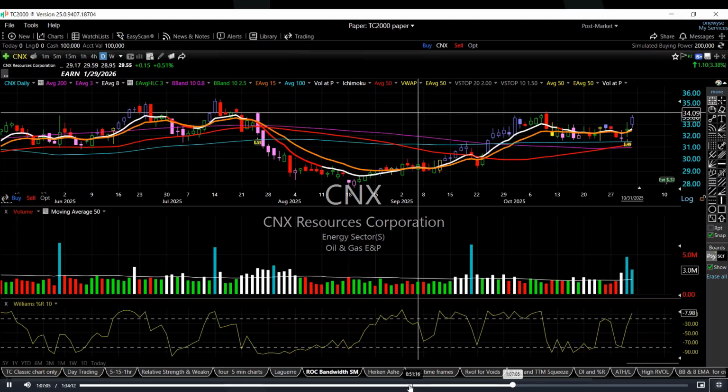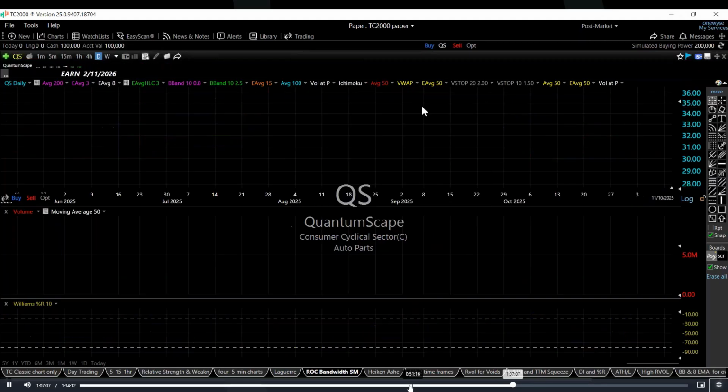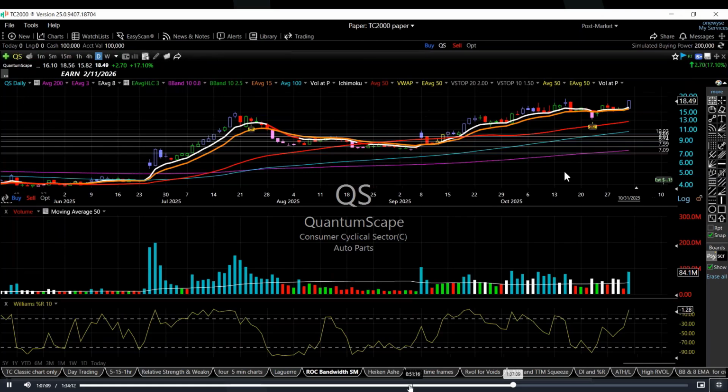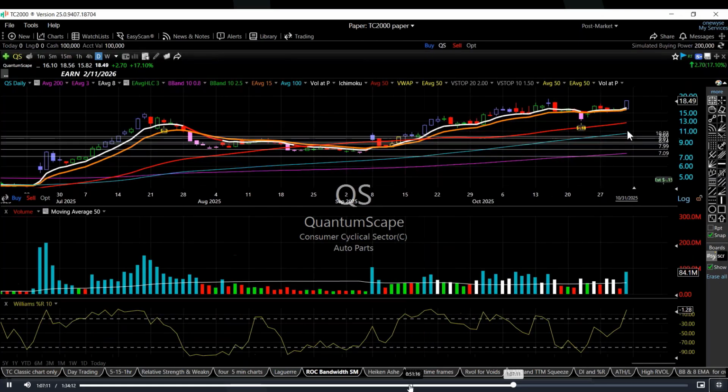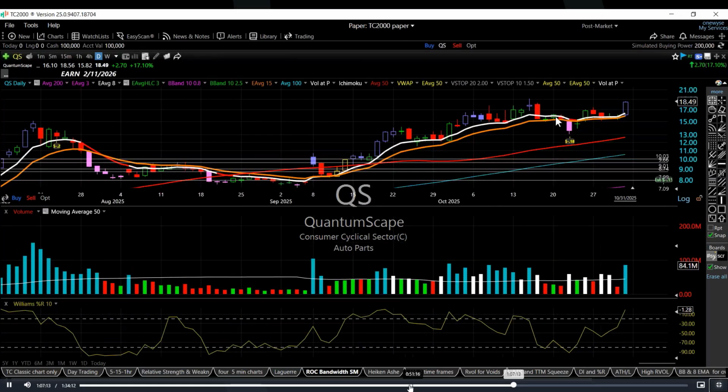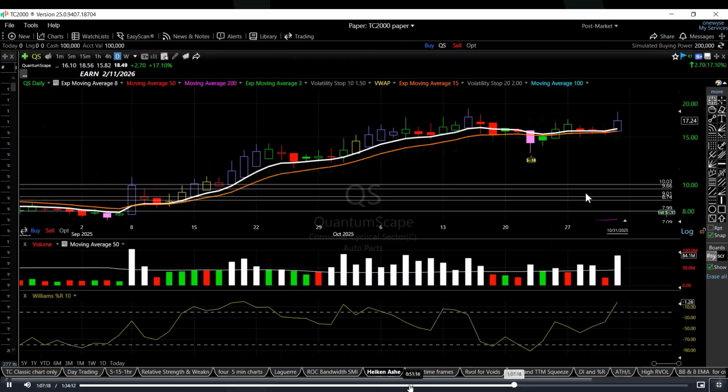But let's look at QS. We looked at QS, all right? So here's my chart on QS. These are regular candlesticks. Let's switch to Heiken Ashi candlesticks. There's the breakout right there. Nice breakout in QS. Got Cisco on Heiken Ashi.